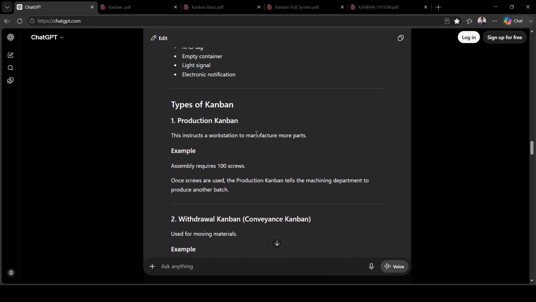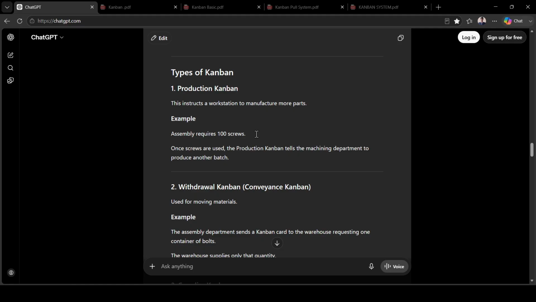Then types of Kanban. First one is production Kanban. This instructs a workstation to manufacture more parts. Example, assembly requires 100 screws. One screw is used. The production Kanban tells the machining department to produce another batch.